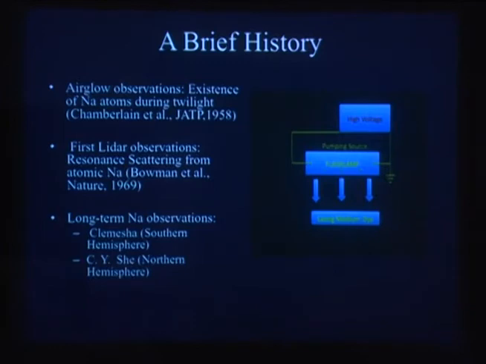Some of the observations span at least a solar cycle, and two such groups are the Clemesha group from the southern hemisphere and the Geospace group from the northern hemisphere, which have provided very long-term sodium data sets.